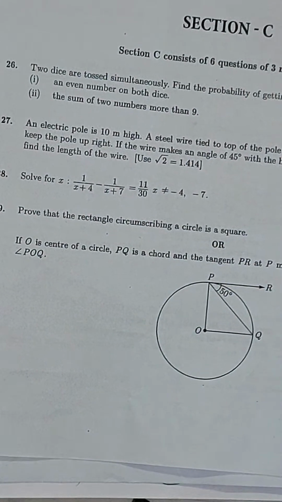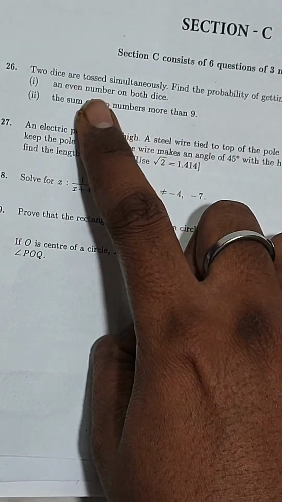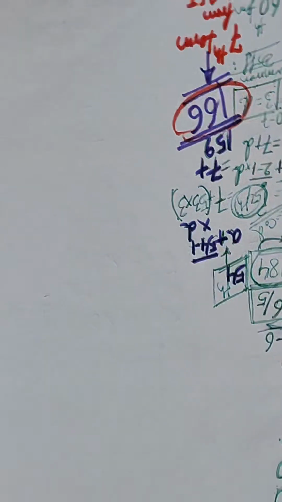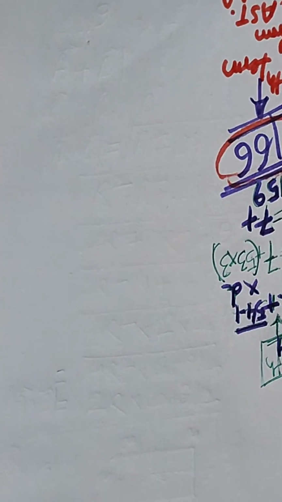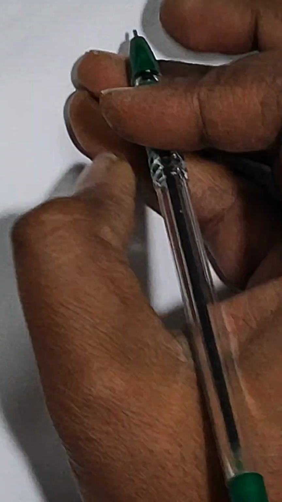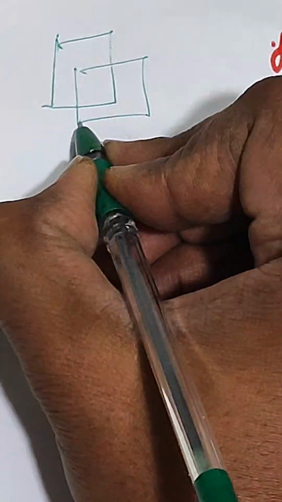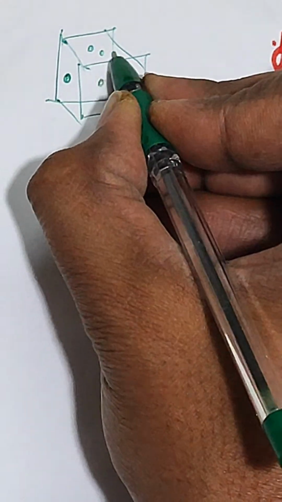Okay. 2 dice are tossed simultaneously. Find the probability of getting an even number on both the dice. Good question. I think all of us have played the Ludo. You know the concept of a dice. Dice is just like a cube having 6 faces, and different numbers are marked on each of the faces: 1, 2, 3, 4, 5, 6. This will be the dice, and the different dots have been marked here, maybe 2, here 3, like that.